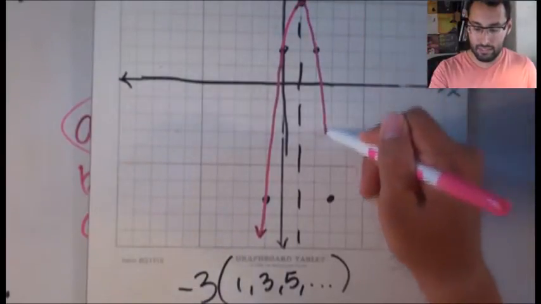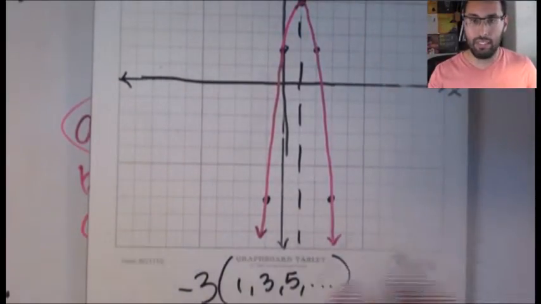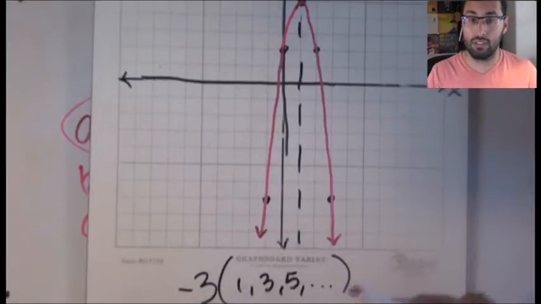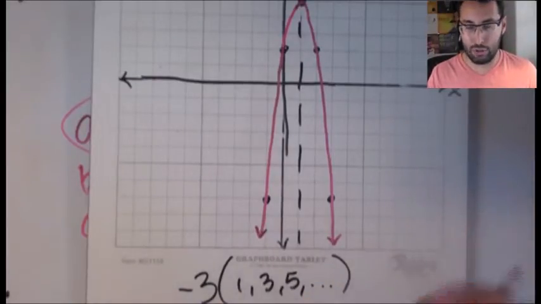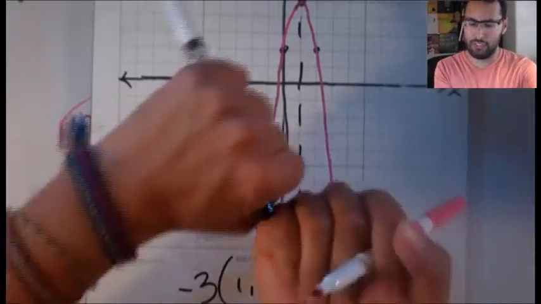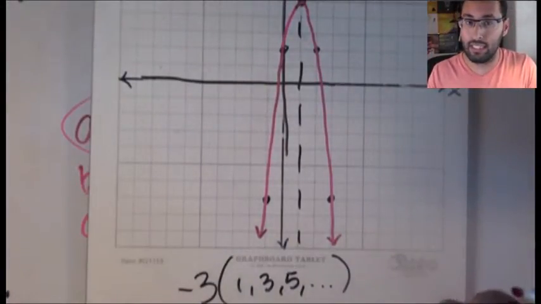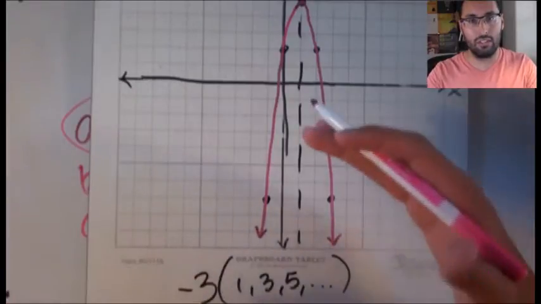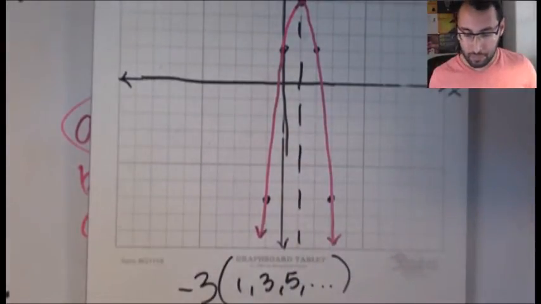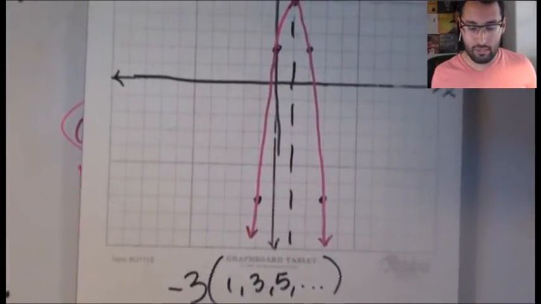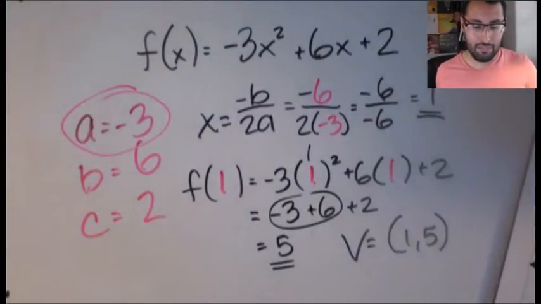Since this value is less than negative 1, this is a stretch. So it's vertically stretched. If we're in between 0 and 1 or 0 and negative 1, that would be a compression. It would look a little bit flatter. Okay, so that was the graph of f of x equal to negative 3x squared plus 6x plus 2.